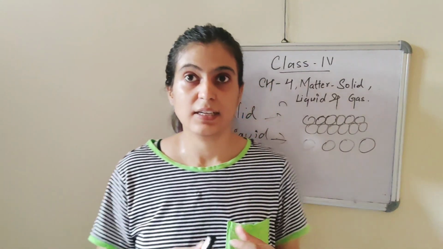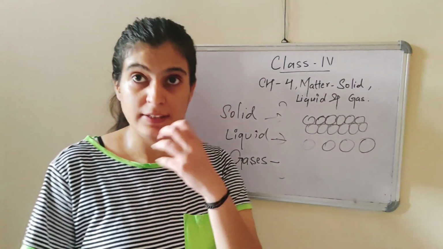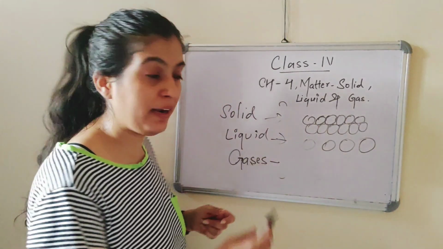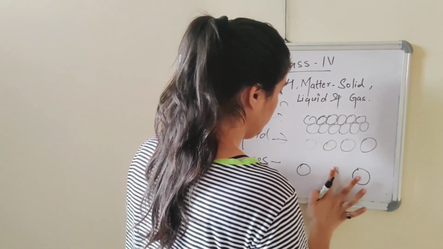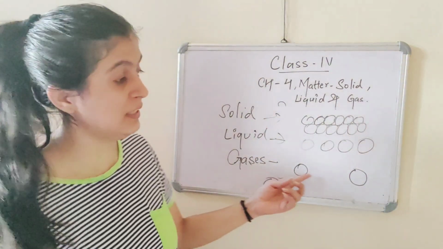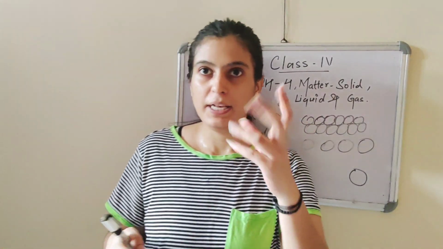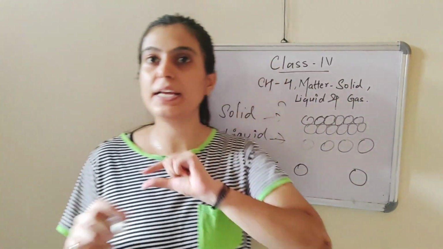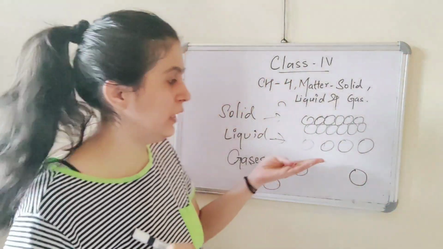Next is gases. See, the molecules in gases are very loosely packed. The spaces between the gaseous molecules are very large. For example, like this. You can see there is this large space in between the molecules. For example, air. Air is a gas, right? The molecules can move randomly around and they can travel a lot more distance than in a liquid.